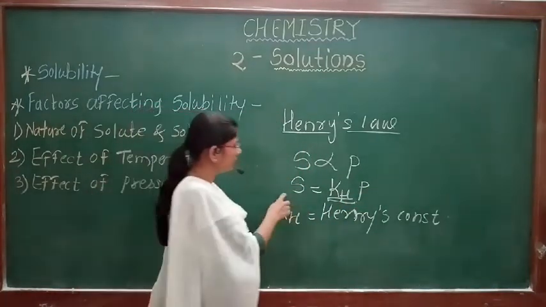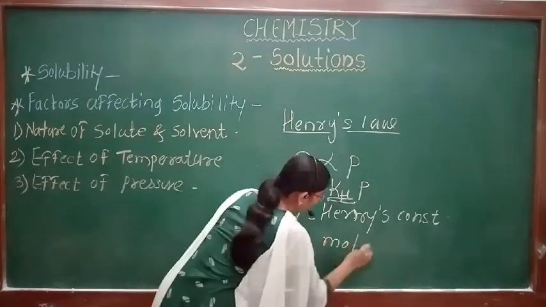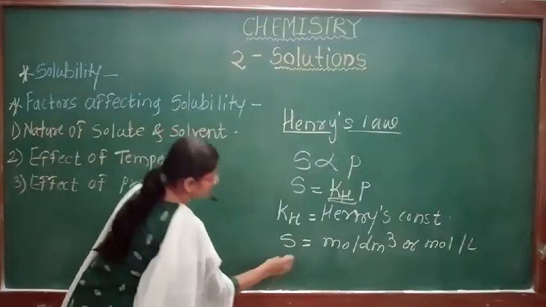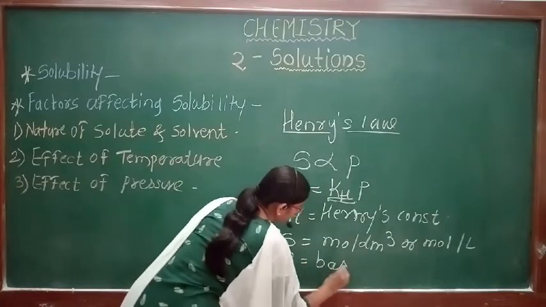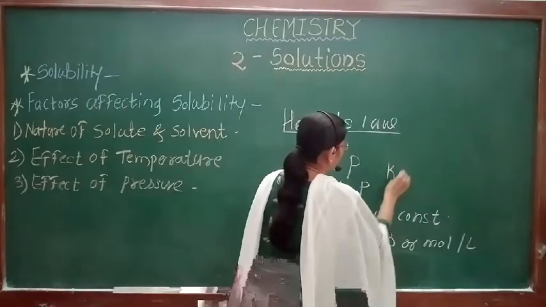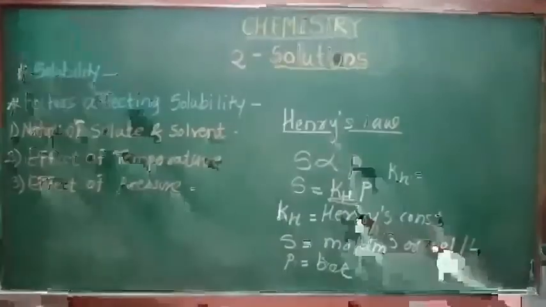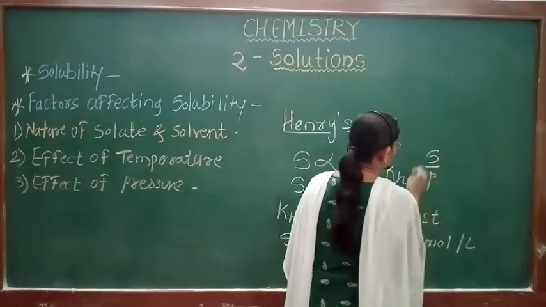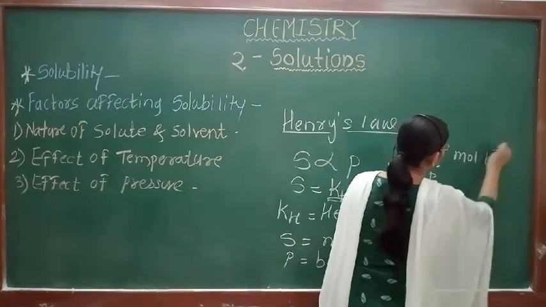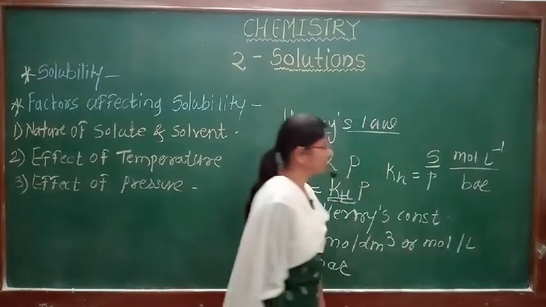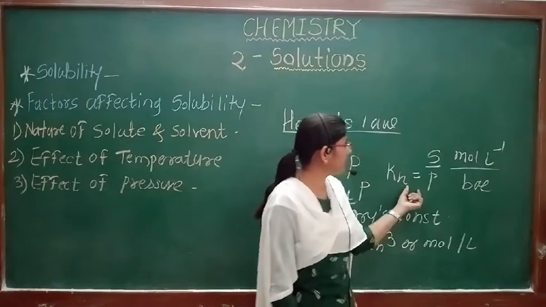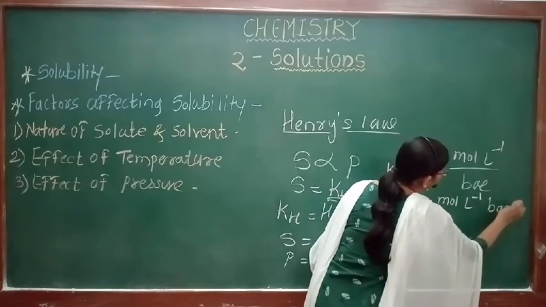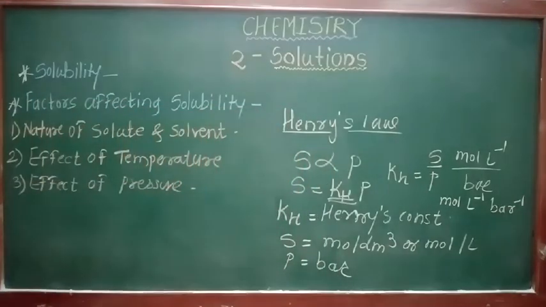Here the solubility has a unit of mole per dm cube or mole per liter, and the pressure is taken in bar. Then kH is equal to S upon P. If the solubility is expressed in mole per liter and the pressure in bar, the unit of Henry's constant kH is mole per liter per bar.